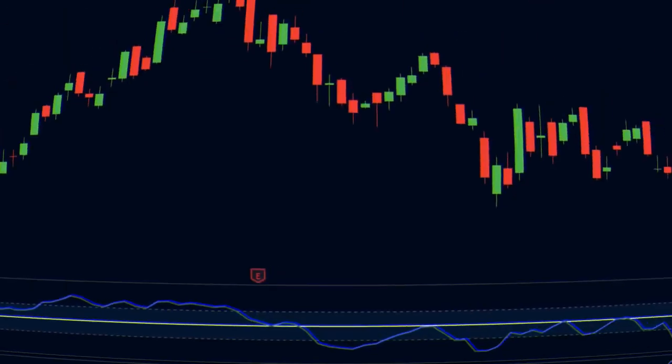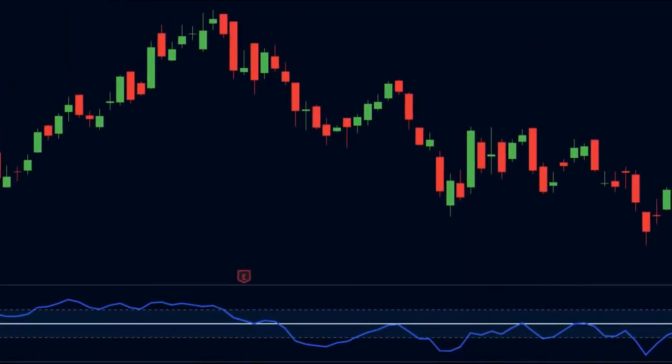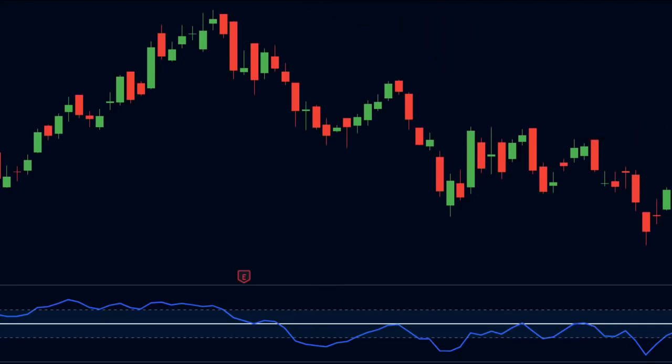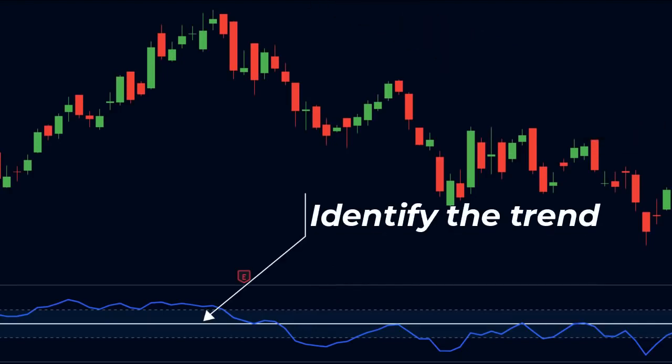Now let's look at an example of a downtrend. On this chart, we see that around these candles we get a signal for a downtrend. This is because the CCI line successfully sustained below the zero line for about 6 to 8 candles. After that, we saw a steady down move that lasted for over a few weeks. So the placement of the CCI will help us in identifying the trend.